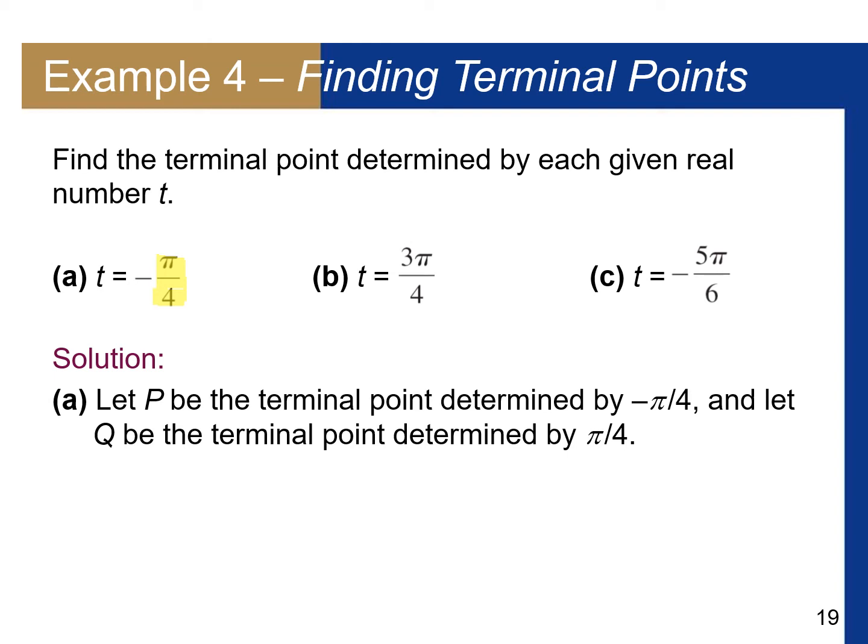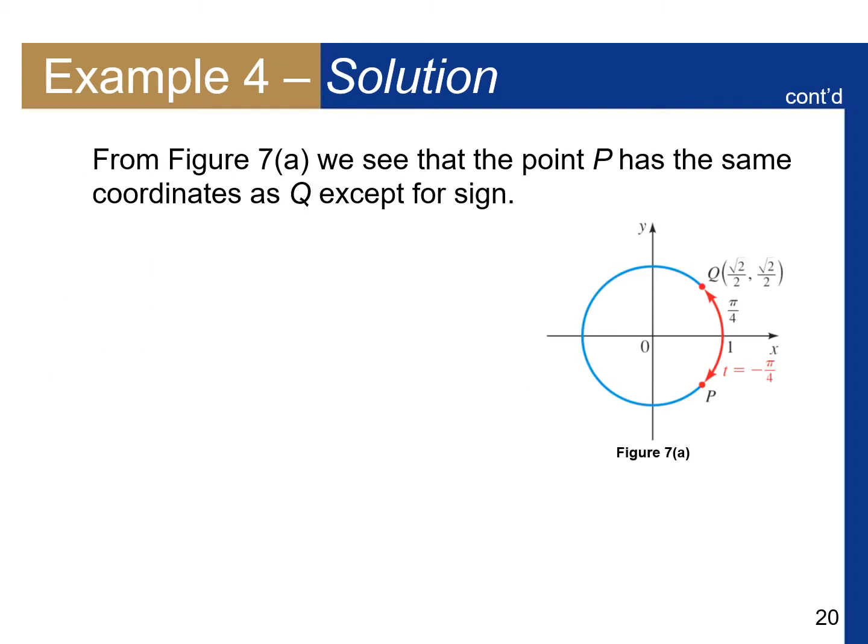So let P be the terminal point determined by negative pi over 4, and Q be the terminal point determined by pi over 4. Right here, again, I'm going to go up my 45 degrees. Here's my y equals x going through the circle that we talked about earlier. Sorry, my drawing isn't as neat. Let me erase that and make it a little bit better. I'm going to go right through there. Now if I go backwards, I'm going to be at negative pi over 4.